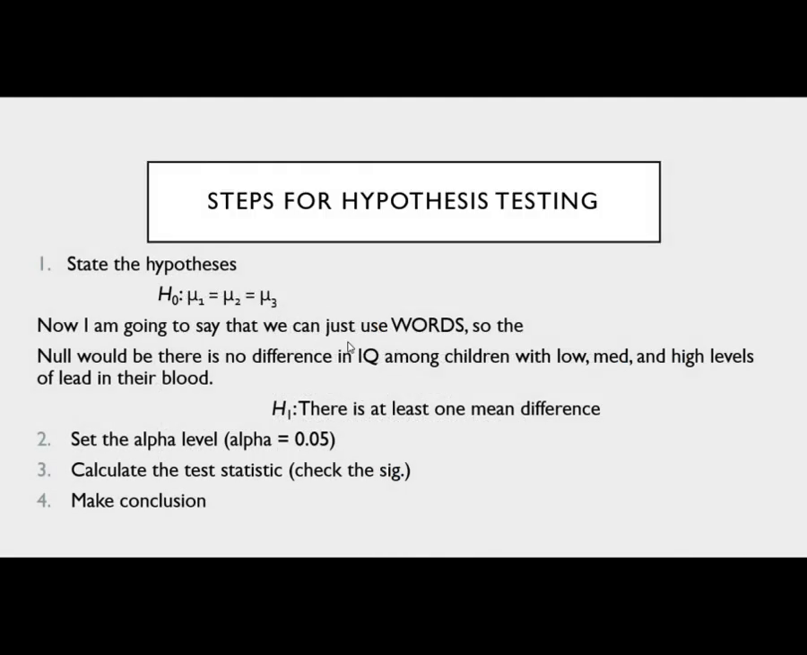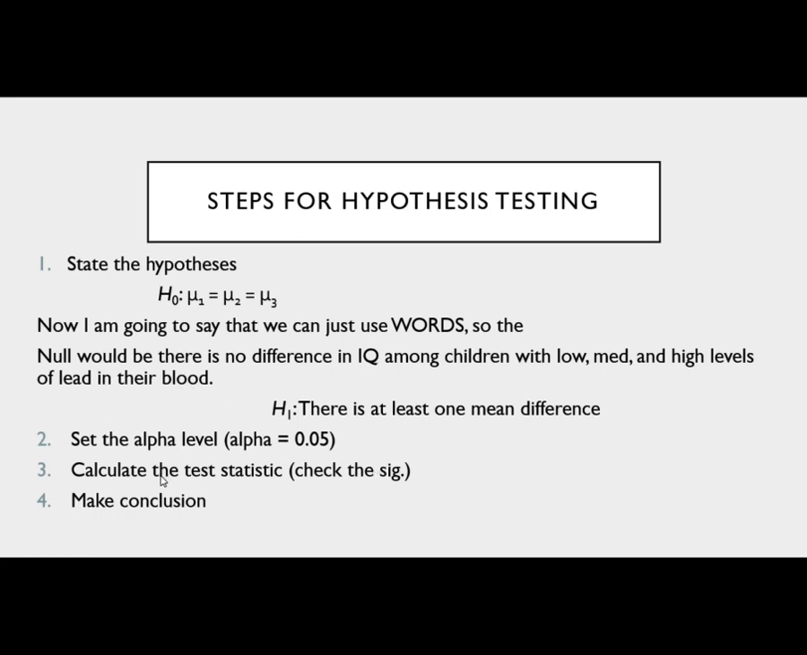All right, so we go to our steps for hypothesis testing, and we state the hypotheses. Normally we'd say the mean of 1 is equal to the mean of 2 is equal to the mean of 3, and then the alternate is that there is at least one mean difference, but we can just use words. So the null would be that there is no difference in IQ among children with low, medium, and high levels of lead in their blood. And then the alternate is that there is at least one mean difference among children with low, medium, and high levels of lead in their blood.